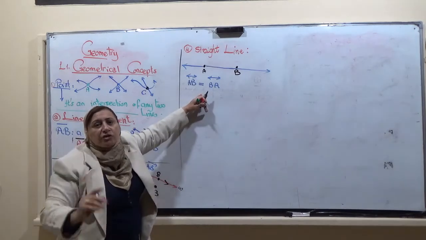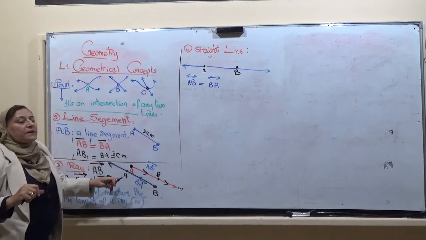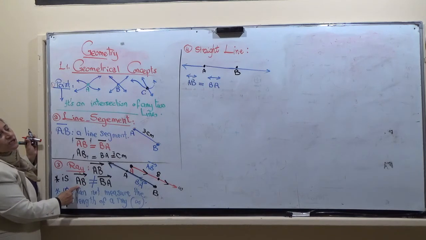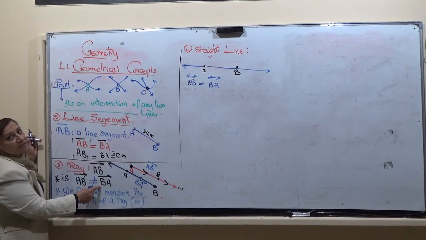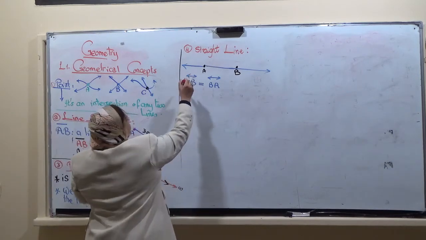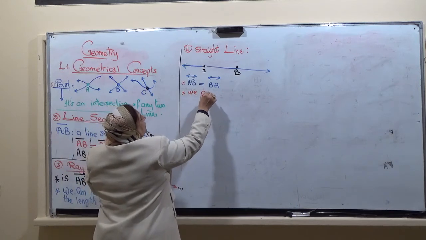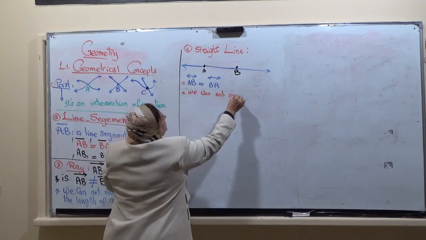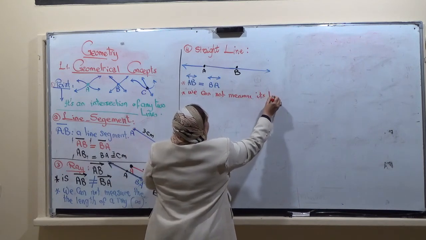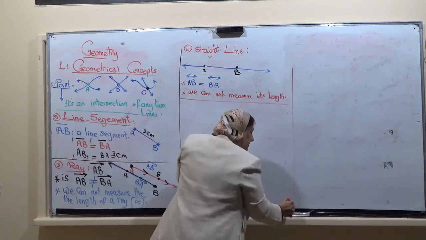The arrangement of the letters is not important. In a line segment, the arrangement is not important. But in the ray, it's very important. AB ray means A is the initial point. BA ray means B is the initial point. This is number one. The second thing: we cannot measure its length. Okay? Is there any problem about it?